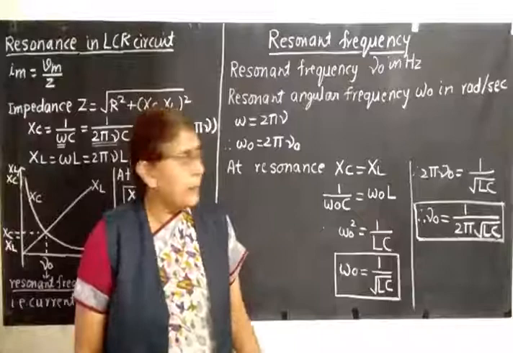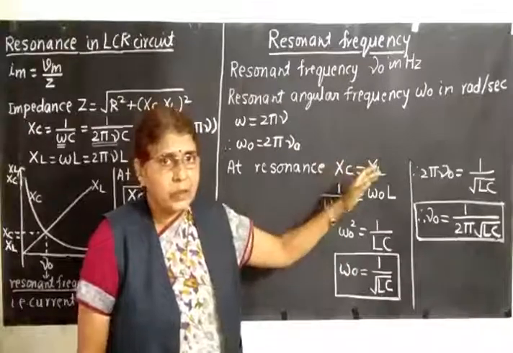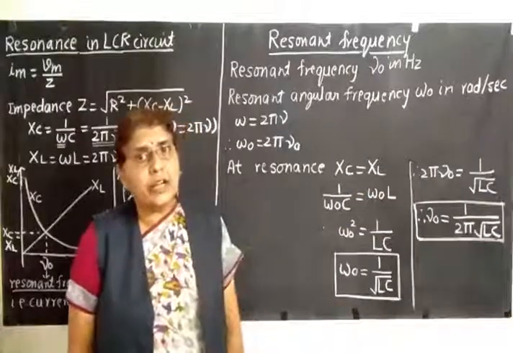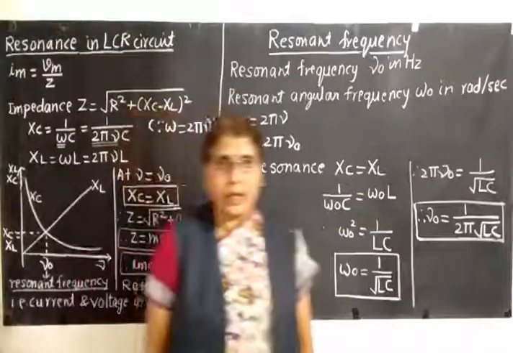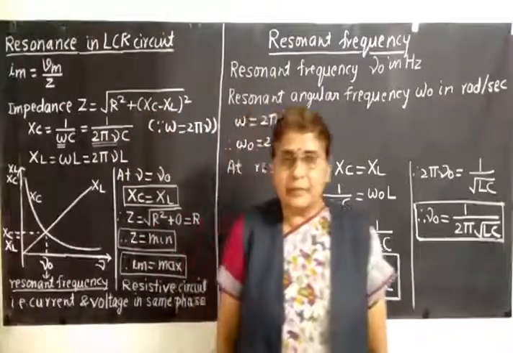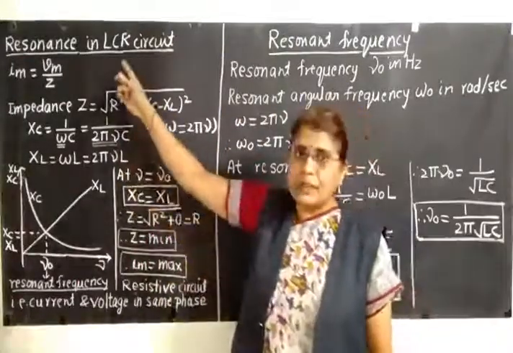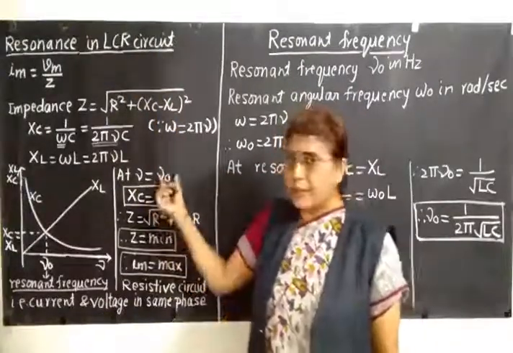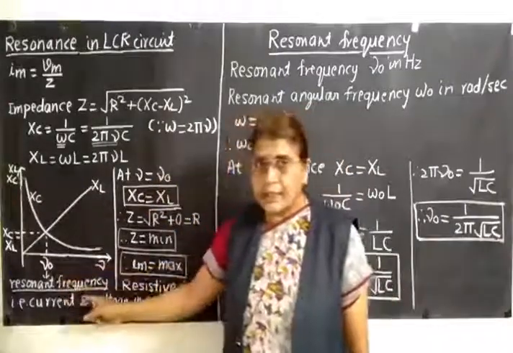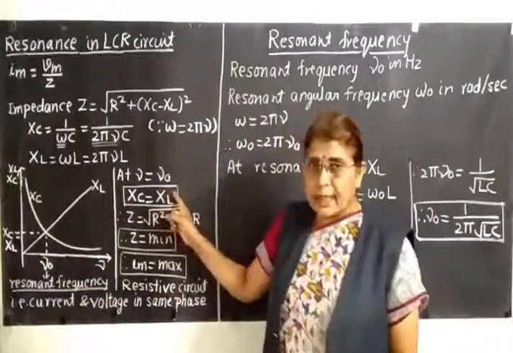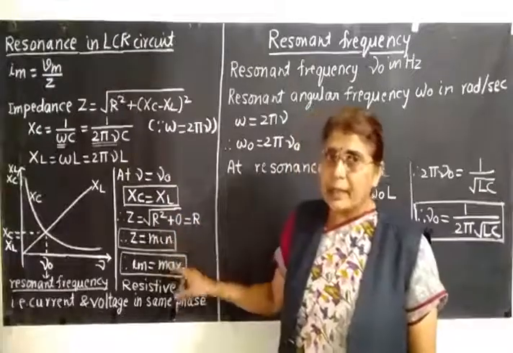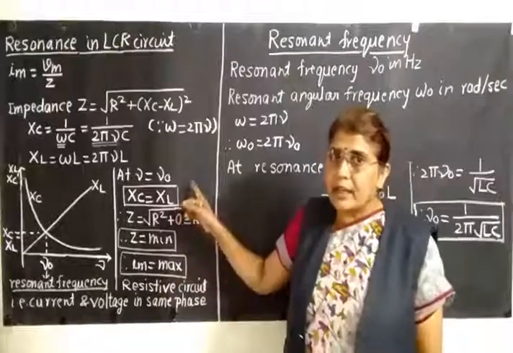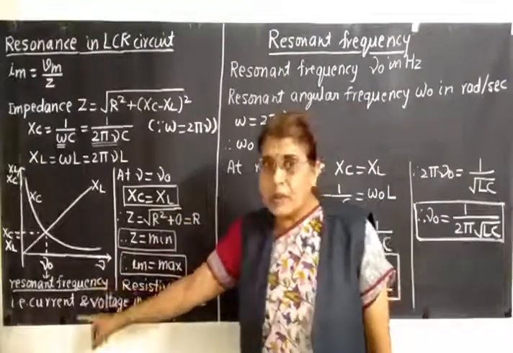So derivation is very simple. Start with the condition of resonance Xc equals to XL. Put the values of Xc and XL and simplify. You will get an expression for resonant angular frequency. So what are the points we have done now? First is we have defined the phenomenon of resonance in LCR circuit. What is resonance in LCR circuit? At a particular frequency nu 0 called as the resonant frequency, Xc is equals to XL. Therefore, impedance is minimum and current amplitude is maximum.